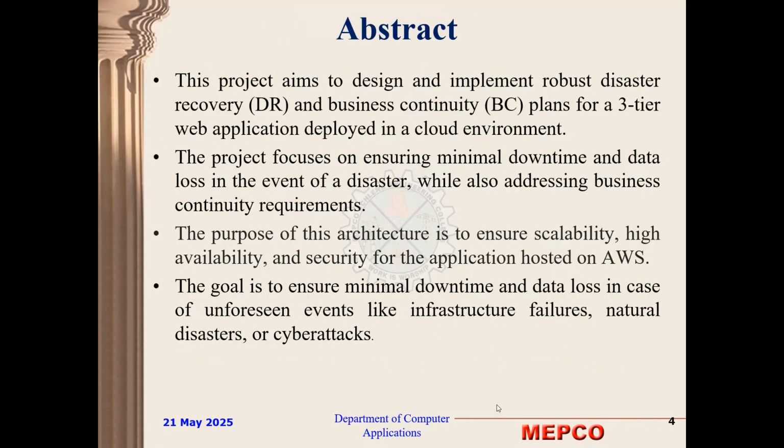This is the abstract. This project aims to design and implement a robust disaster recovery and business continuity plan for a three-tier web application deployed in a cloud environment. The project focuses on ensuring minimal downtime and data loss in the event of a disaster while also addressing business continuity requirements. The purpose of this architecture is to ensure scalability, high availability, and security for the application hosted on AWS. The goal is to ensure minimal downtime and data loss in case of unforeseen events like infrastructure failures, natural disasters, or cyber attacks.